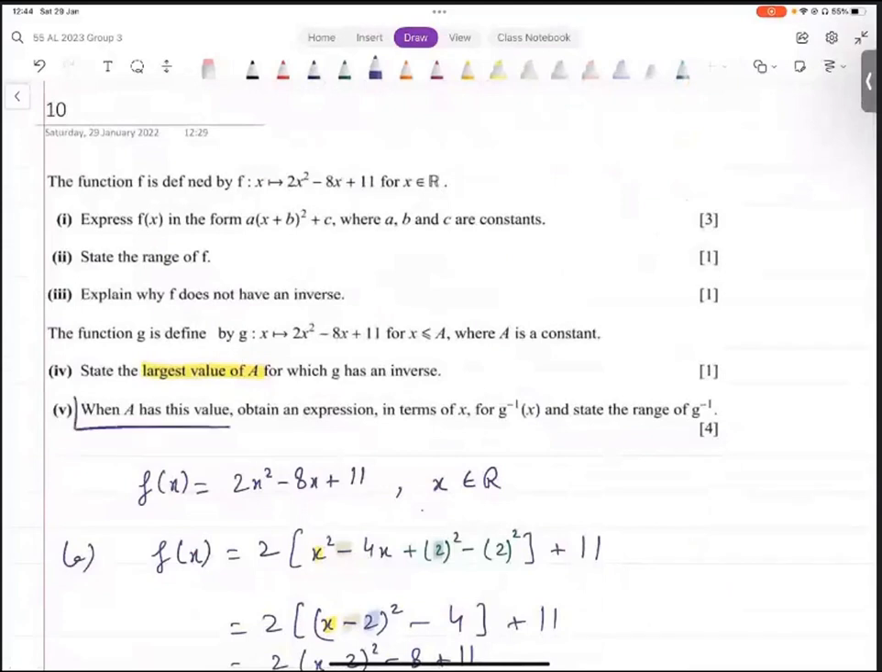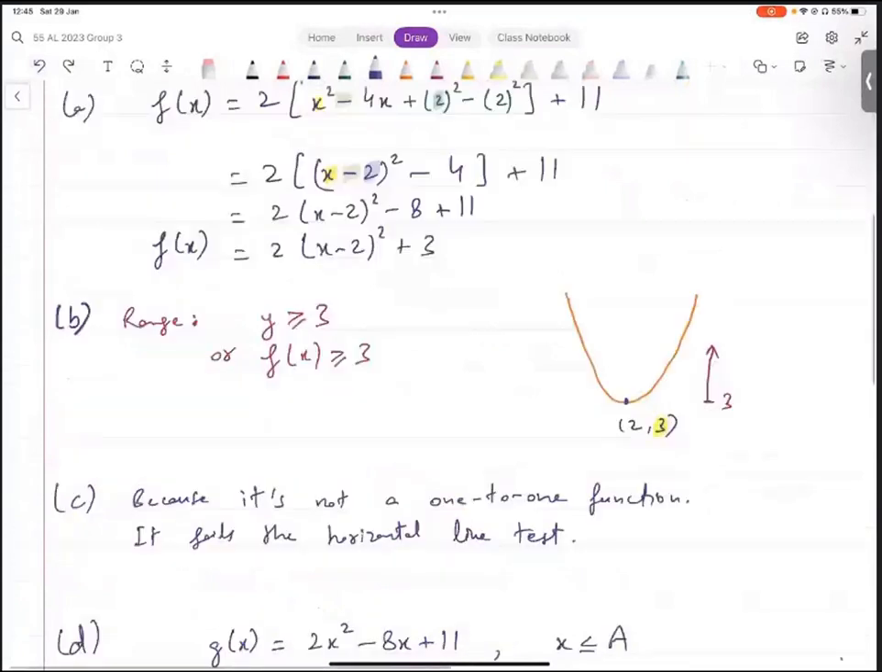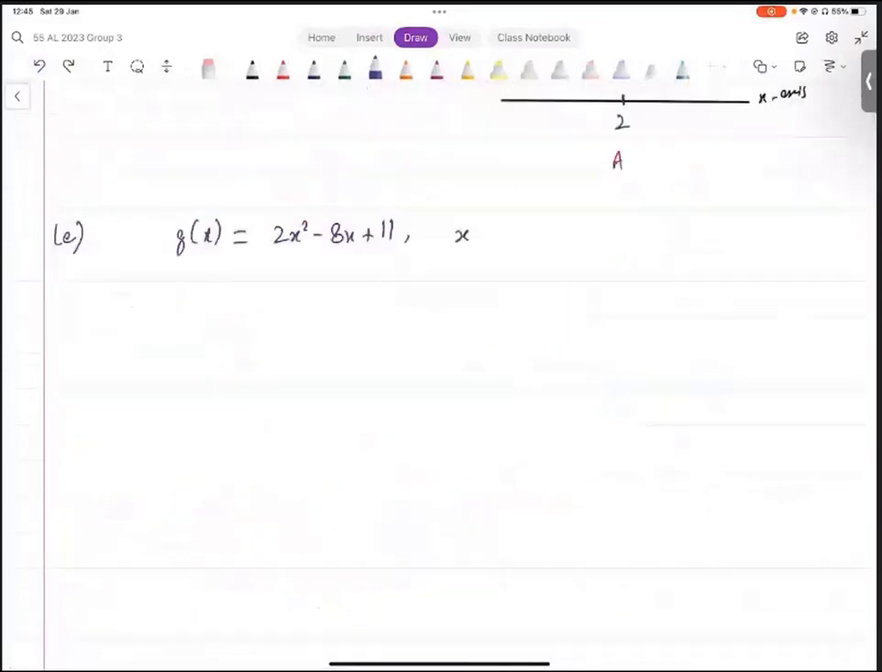So for when A has this value, which value हमने पिछले part में find किया? 2. You have to find G inverse. So now the domain is x less than or equal to 2. That's what we're given. We need to find the range. We need to find the inverse of this function. Remember, inverse के लिए क्या करना पड़ता है आपको square complete करना पड़ता है. ये उसने आपसे already first part में करवा लिया होगा. तो आप वो वाली form use करोगे, completed square form.